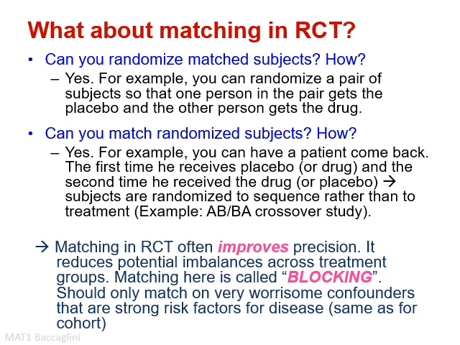So matching can be done in a randomized control trial, and this often improves precision. It reduces potential imbalances across treatment groups. So you might see the term blocking. And again, you want to do it sparingly. If you want to block, you block only on very selective factors. They should be worrisome confounders that are strong risk factors for the disease.